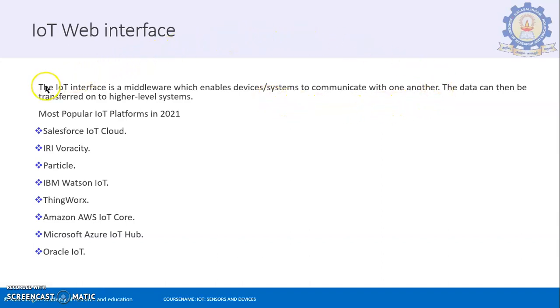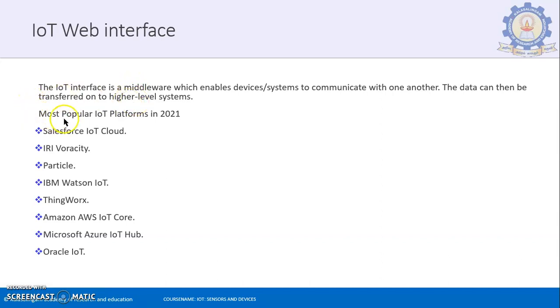Okay, so what is happening over here? It is a middleware. It is not the end. It is a middleware which enables the devices or the computers or the systems to communicate among themselves. The data can then be transferred onto a higher level system. So that is why it is called a middleware. It is not the lower order system, nor the higher order system. It is the middleware. So this data is then transferred to the high level system.